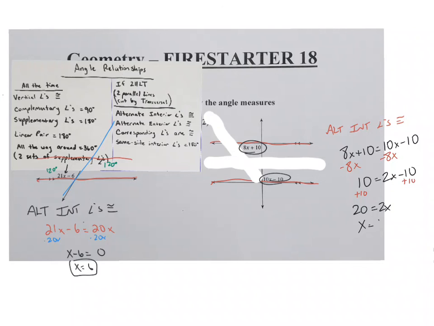X equals 10. Now remember, I've got to plug that 10 in. So I'm going to put 10 in right there. So 8 times 10 is 80 plus 10, so 90 degrees right there. 10 times 10 is 100 minus 10, so that's going to be 90 degrees. They're the same, which means I did it correctly. That's it.